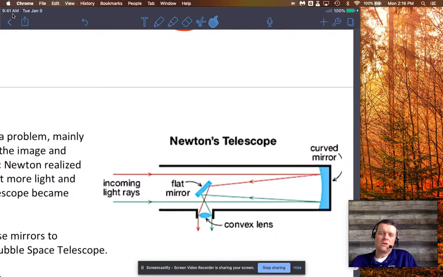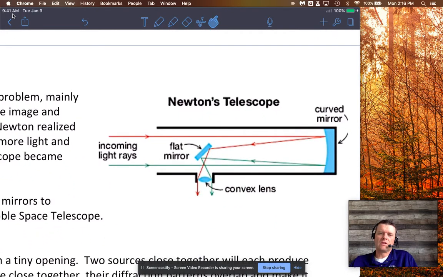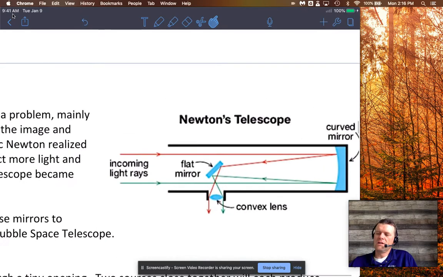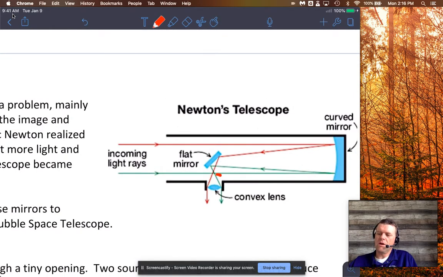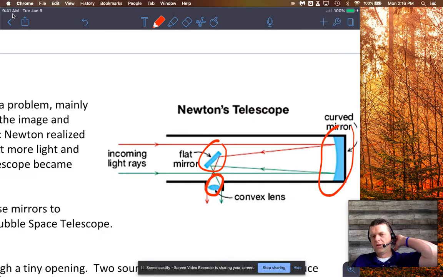But Newton realized you could use a curved mirror like this one. And what's awesome about using mirrors is you can make them as big as you want. Sure, he's still using a lens here to focus the light right at the end to get it to go to your eye, but using a big curved mirror here, he's also using a flat mirror just to control the light. That way you can see objects that are even further and further away.